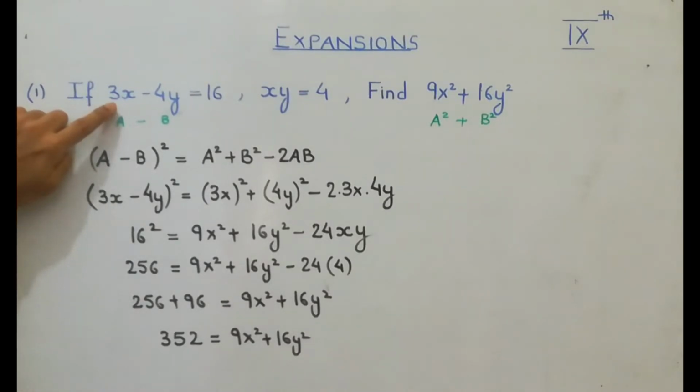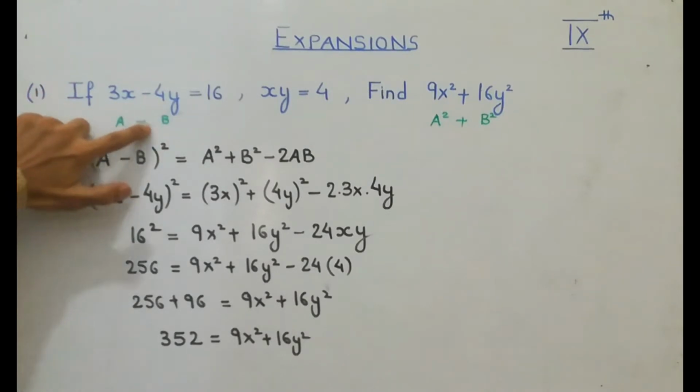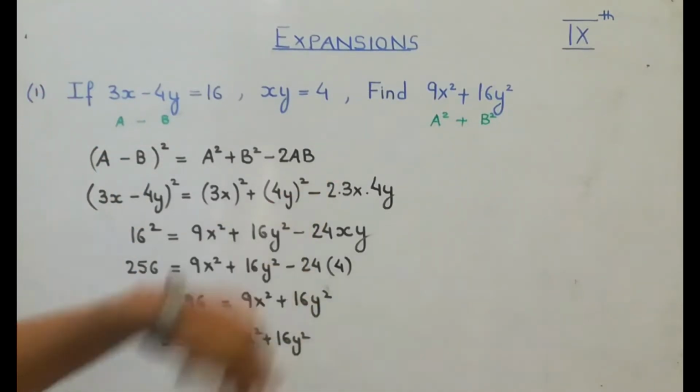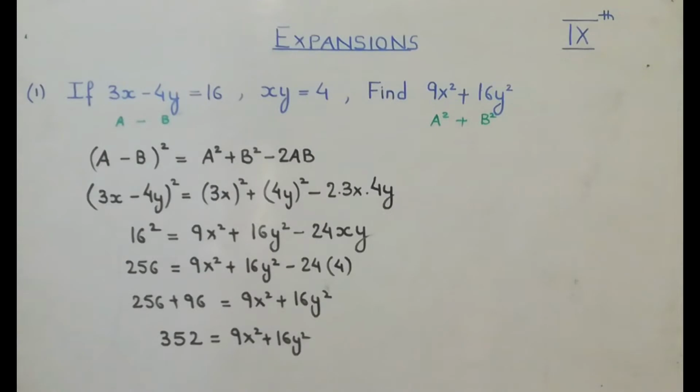The given form, we can take it as A and this one as B. So A minus B is given, and they have asked for A square plus B square. So we are going to write the formula for A minus B whole square. And after writing the formula, when we substitute the values, we will get this result.